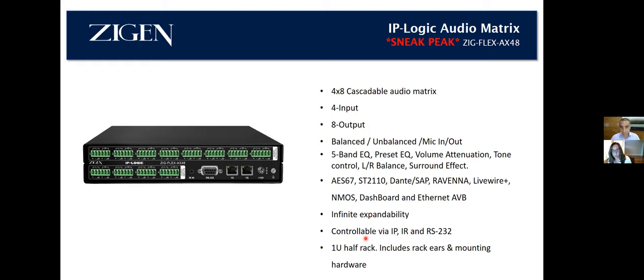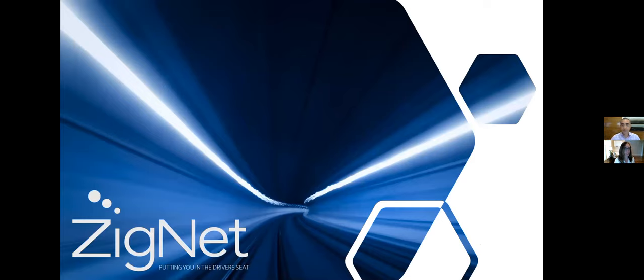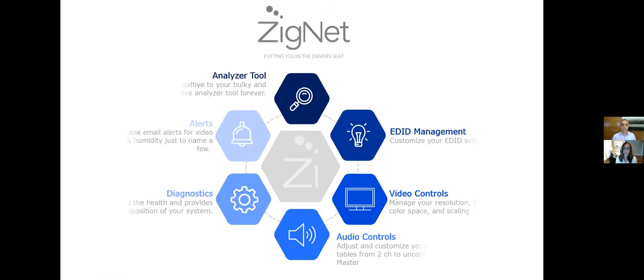So real quick, the best thing about IP Logic, to me, that's the most impressive because it has all these bells and whistles and it's all so phenomenal, but really what's going to make this work and what's going to make the biggest difference for you is the Zigenet software that comes with this product. The Zigenet software is basically the Zigenet diagnostics tool that we have built into all of our matrices and switches, only the engineering team has really taken it to a whole different level.